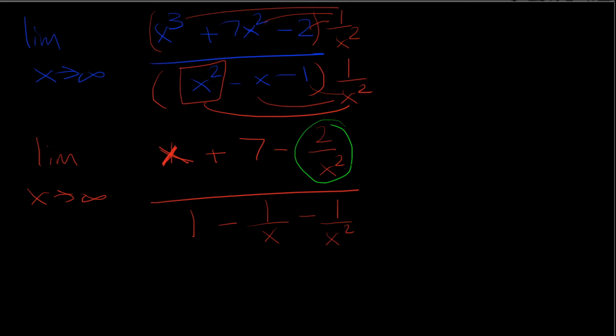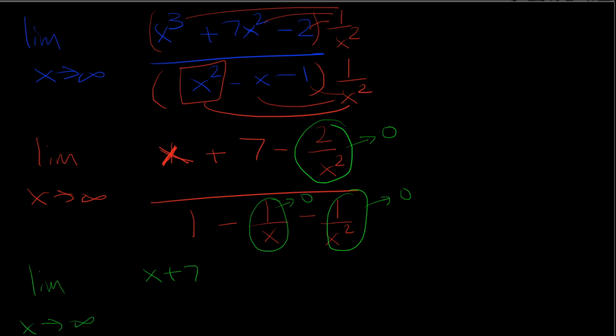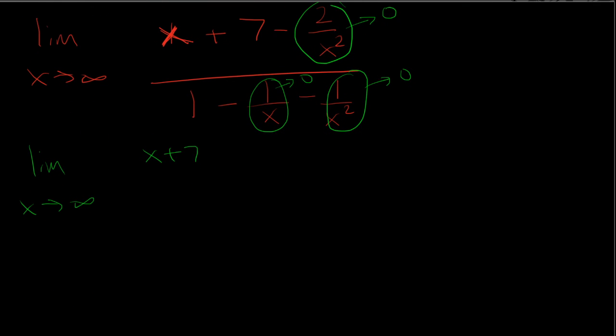Notice 2 over x squared goes to 0. 1 over x goes to 0. And 1 over x squared also goes to 0. Okay, so we're left with the limit as x approaches infinity of x plus 7.